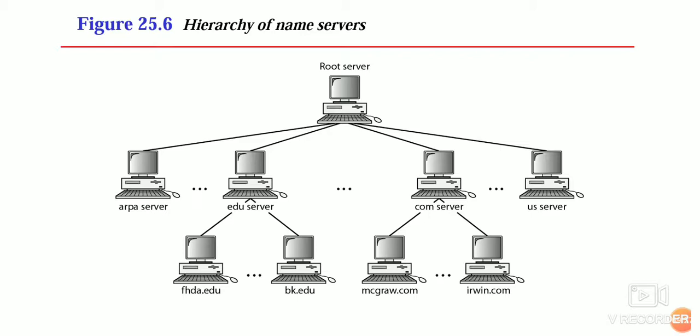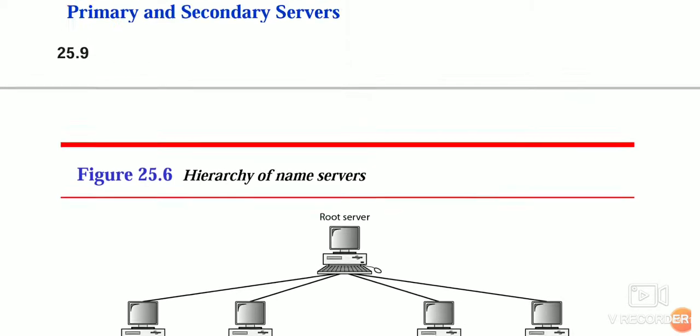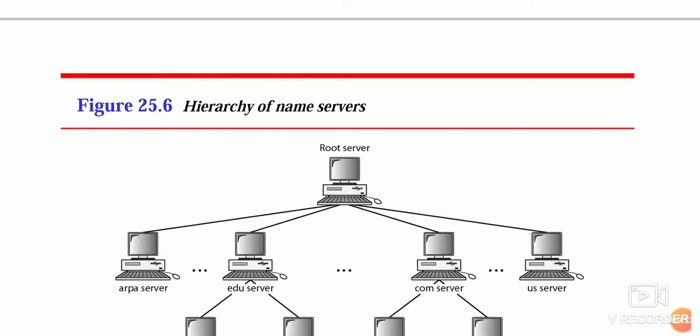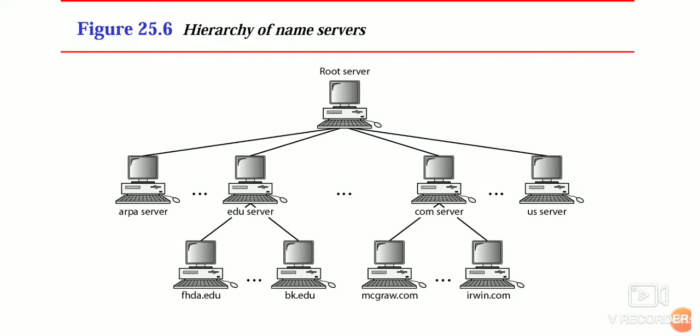From the root server it will go to the main domain servers. I should say, after the root server, I can say primary servers. For example, alpha is a primary organization, and edu is an educational domain, and com is a commercial server, and us is a country domain server for United States. So like that, this is called primary servers.